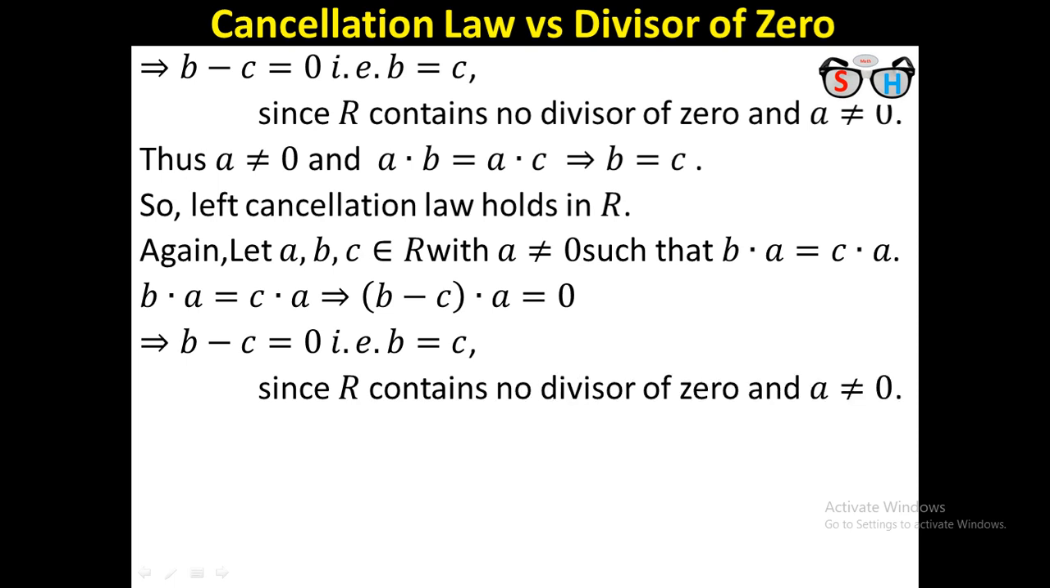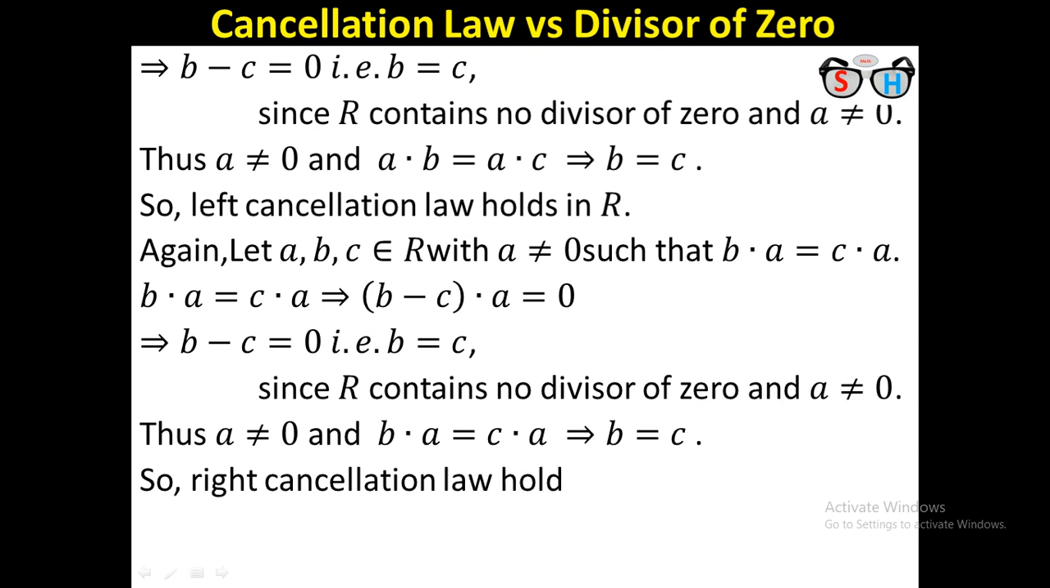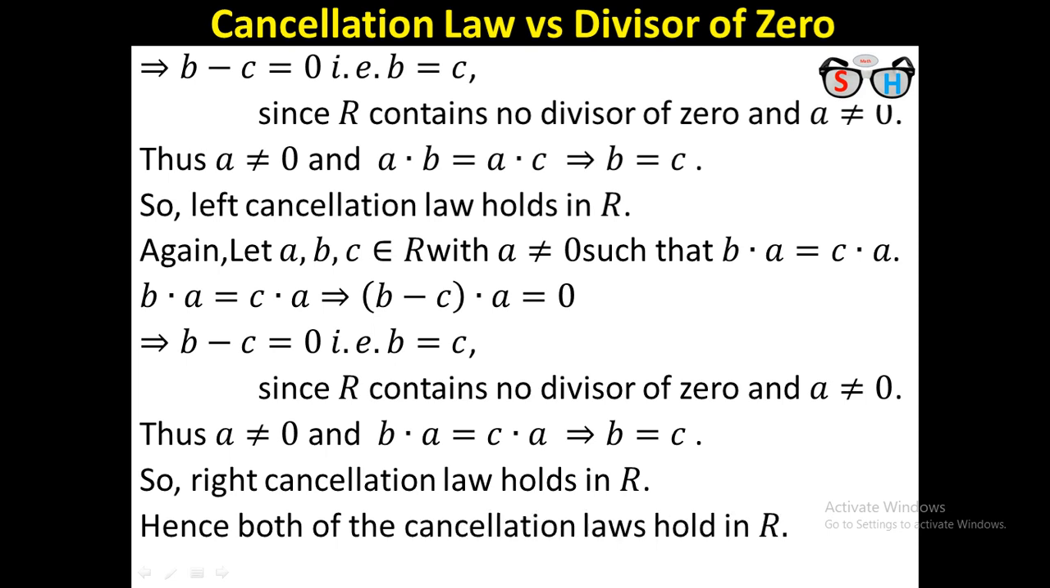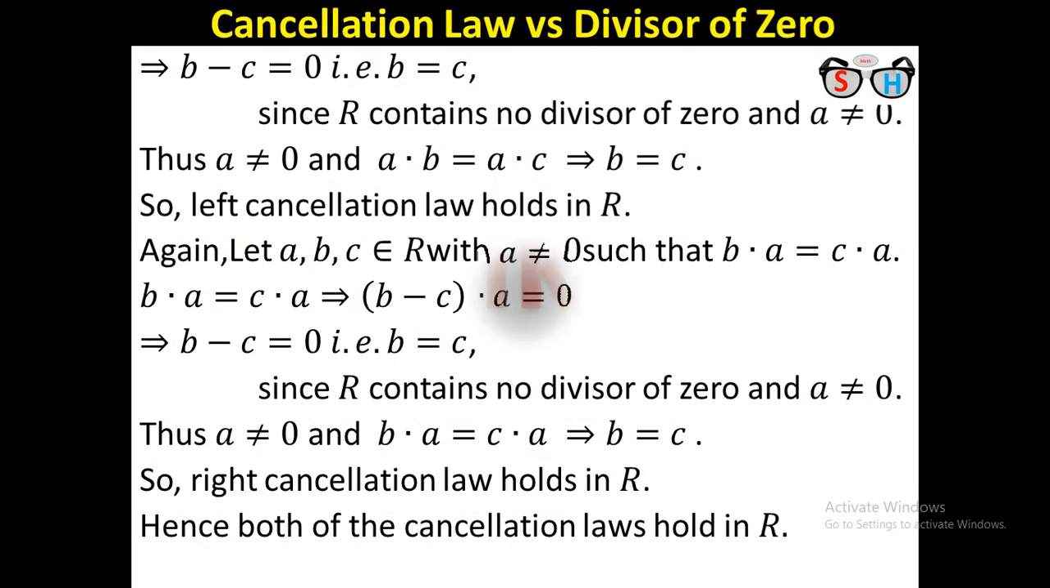Thus, for any three elements A, B, C with A not equal to 0, B dot A equal to C dot A implies that B equal to C. That is, A is cancelled from the right hand side. So this is the right cancellation law. So we can conclude that the right cancellation law holds in the ring. So both of the cancellation laws hold in the ring. Okay.